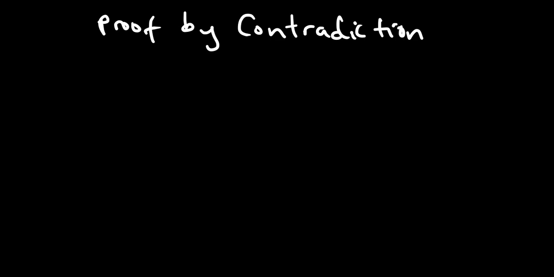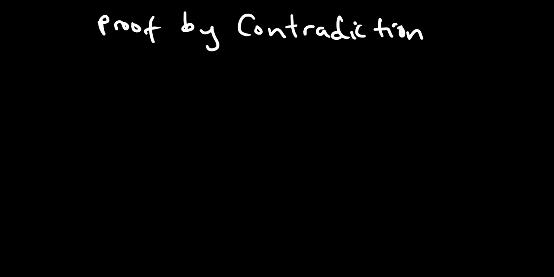Proof by contradiction works in that we are going to make an assumption. Then we will work on that assumption, taking it to be true. Then if we work it out and find that it is not true, meaning it contradicts, then it means that the first assumption that was made is false. Then the conclusion is that the opposite has to be true.